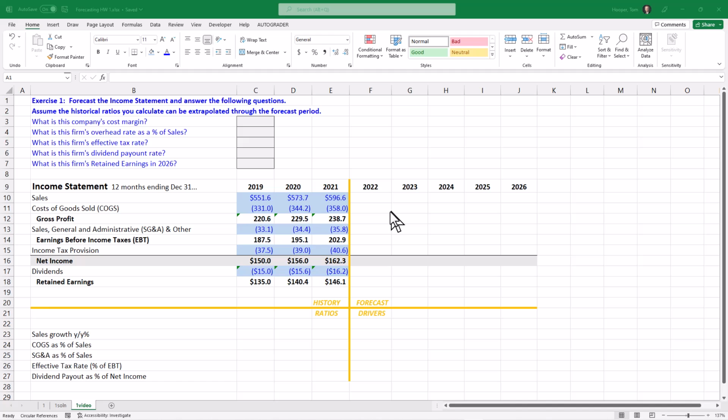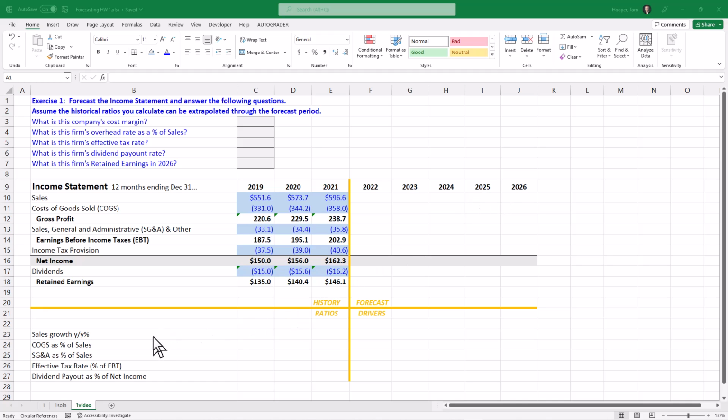And then we're going to use those drivers to forecast our actual income statement. You may be thinking, well, I could just forecast each line. And perhaps with this one you could, but as our models get more complicated, we won't be able to. So let's learn the process on this simple model.